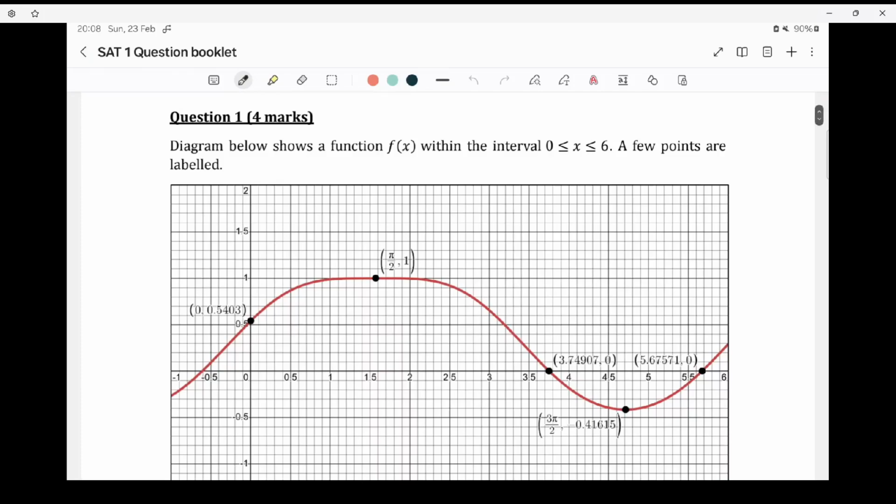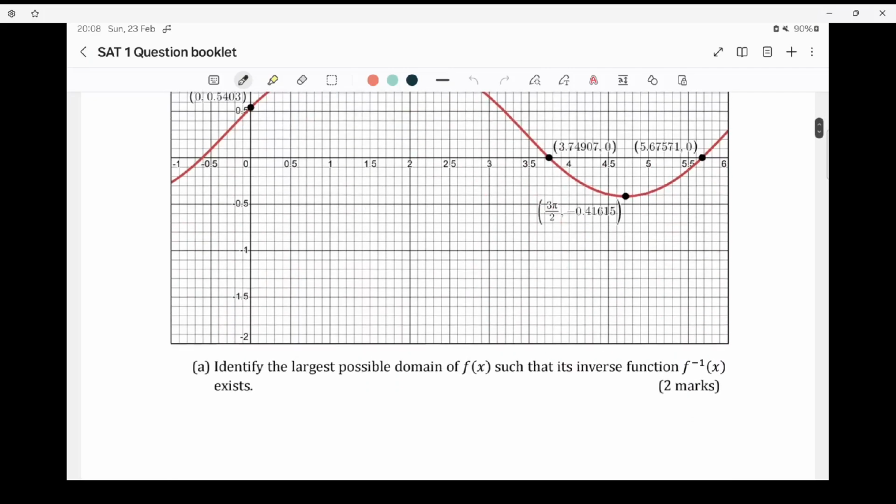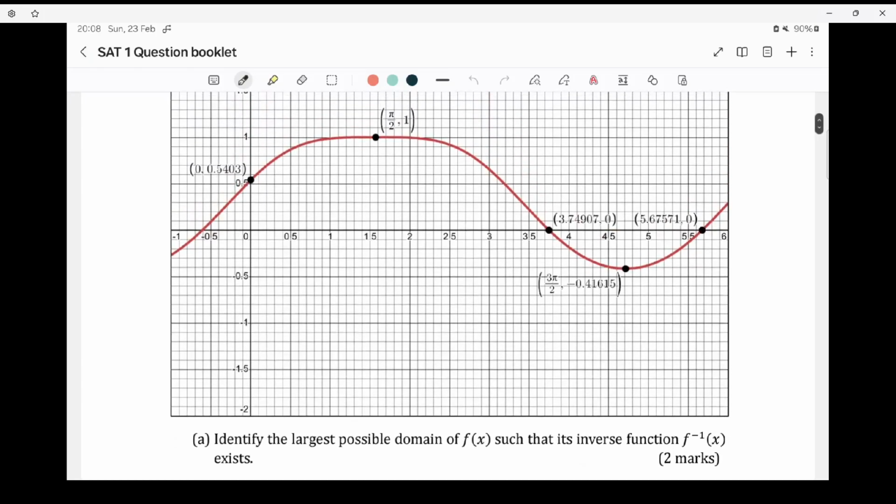So the first question, the diagram below shows a function f(x) within the interval from 0 to 6. A few points are labeled. Identify the largest possible domain of f(x) such that the inverse function exists. So essentially for this particular question, you just look at all the possible domains whereby when you perform a horizontal line test, it will pass as having a one-to-one function. Then you identify which one is the largest.